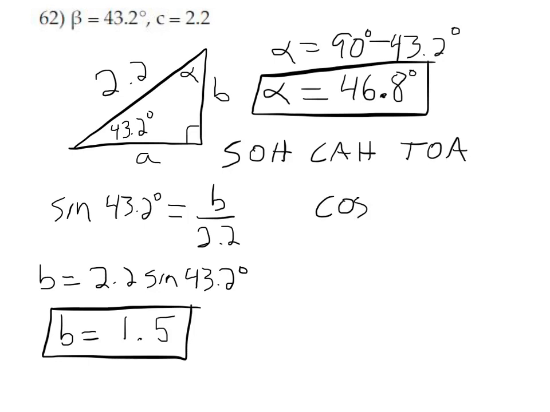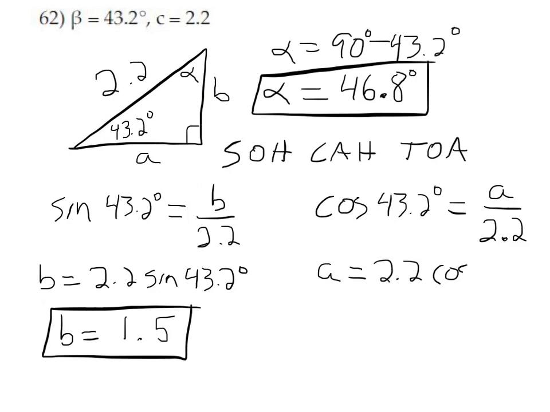Cosine of 43.2 degrees will also utilize the hypotenuse. Adjacent A over hypotenuse 2.2. Make sure when you're doing cosine of 43.2, it's from the 43.2 perspective that the adjacent is pulled. And in sine, it was from this perspective that the opposite, B, was used. Solving for A, we get A equals 2.2 cosine 43.2 degrees.